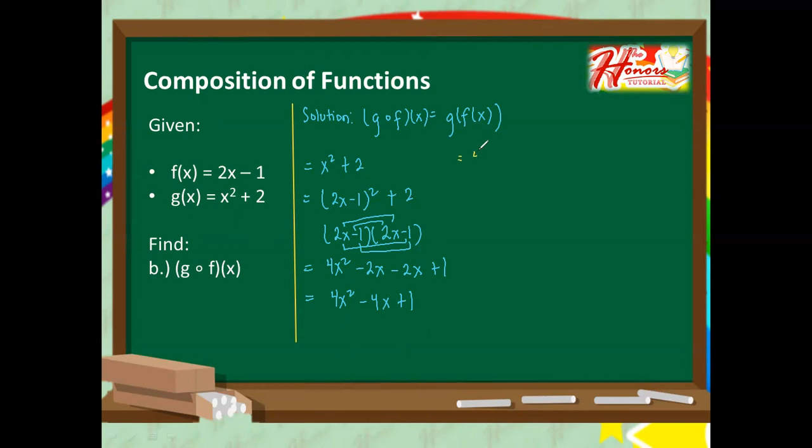So we have here 4x squared minus 4x plus 1 plus 2. Plus 2 came from here. Then combine like terms. So we have here 4x squared minus 4x, and then 1 plus 2, that's 3. And this is the final answer.